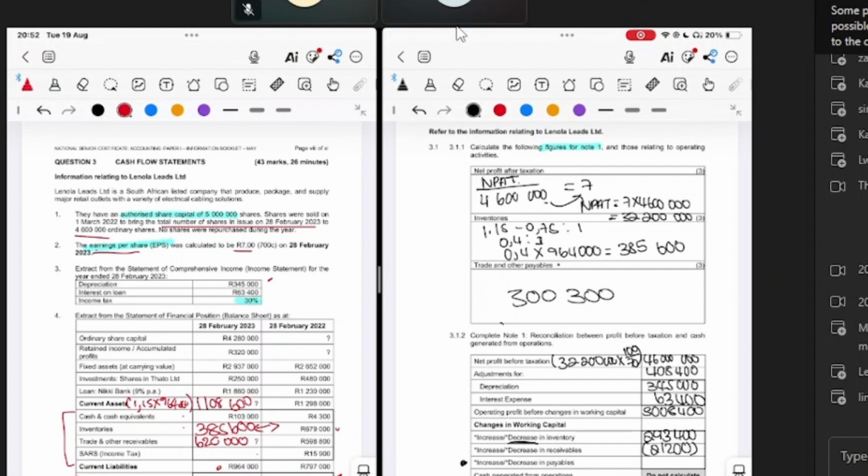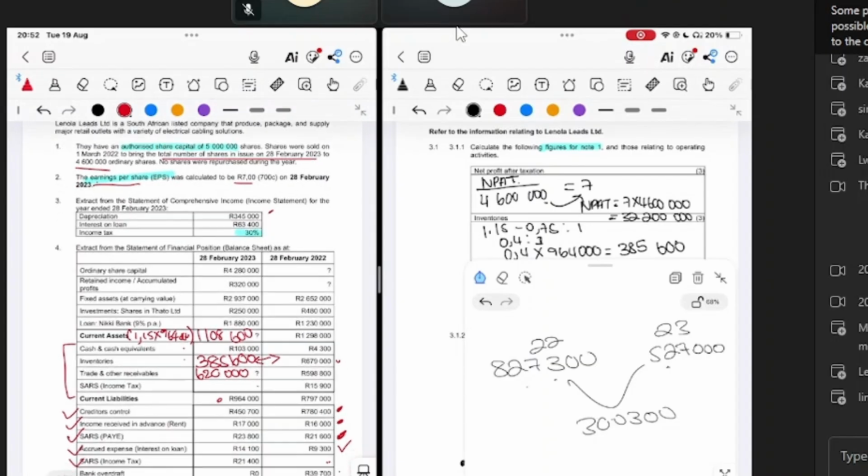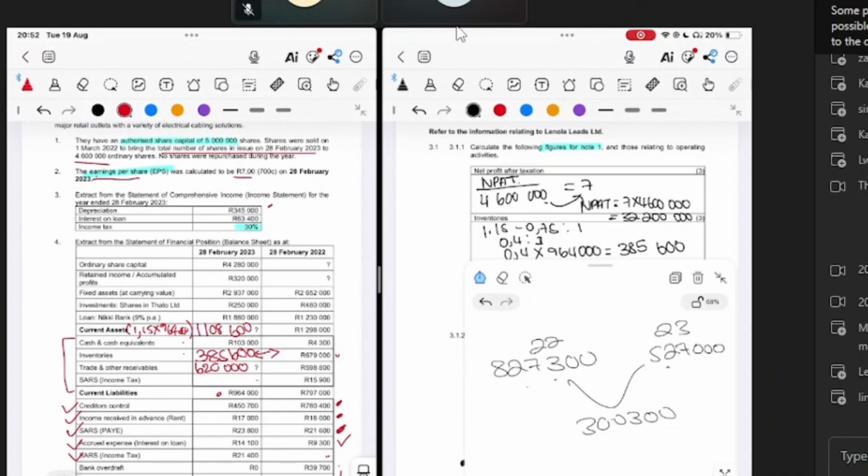Then our payables. What happened to our payables? Our payables increased. This was 2022, and this was 2023. Let me just count that again.